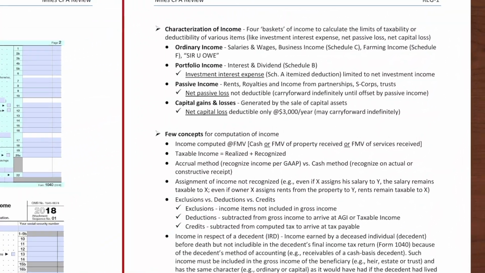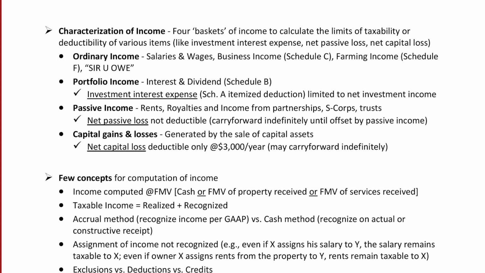On page 23, we're looking at a few baskets of income. The first one, highlight ordinary income. And right there, for example, salary. Next, highlight portfolio income. And right there, investment income. And for the portfolio income basket, note that, highlight, investment interest expense on Schedule A itemized deduction is limited to the net investment income.